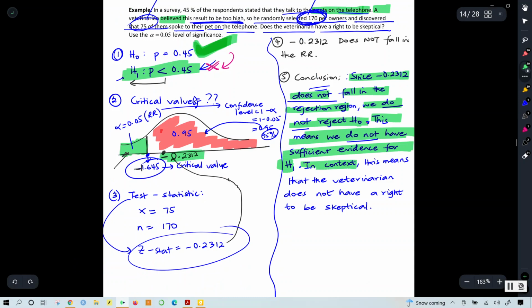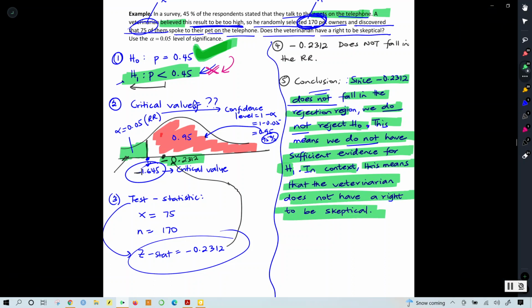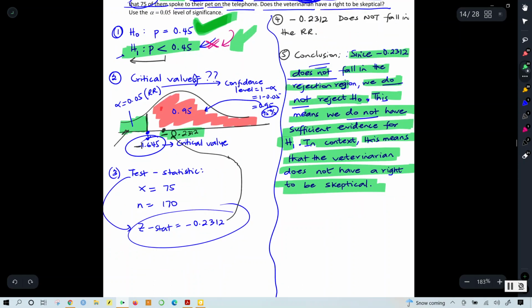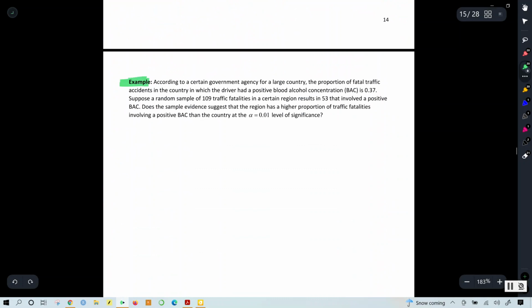And in the context of this problem, this means that the veterinarian does not have a right to be skeptical, or does not have a right to start thinking that the percentage is actually too high. With that said, we now proceed to the next example.